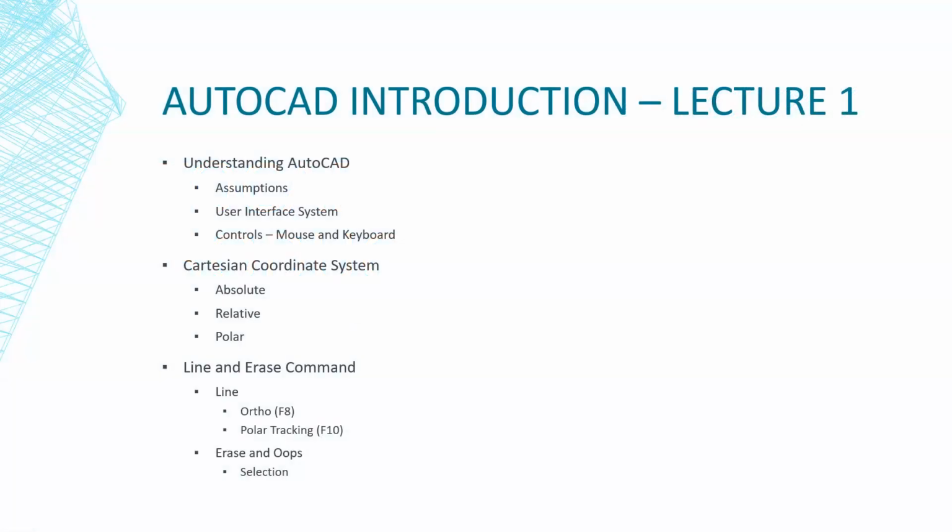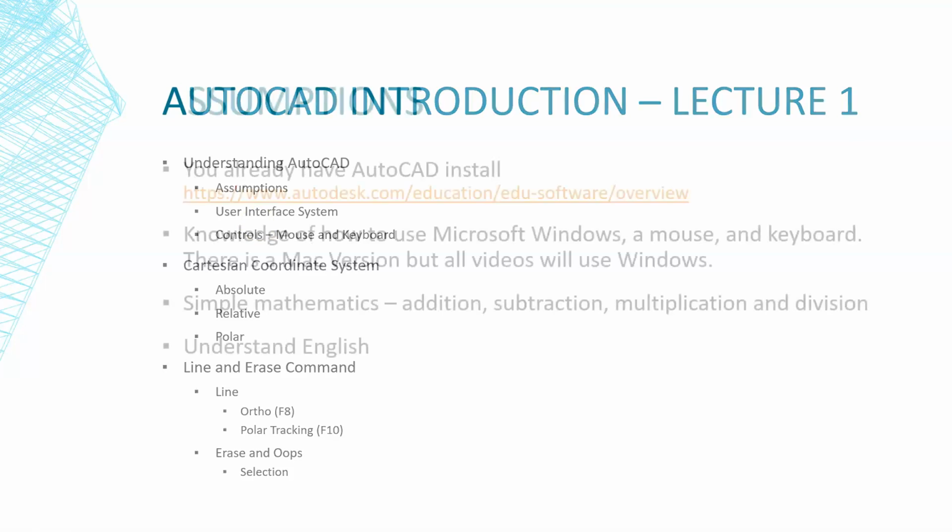Okay, so if you remember in that 1A video, we discussed all of the assumptions and things of that nature. This video is going to pick up right here at the absolute, relative, and polar thing. We're also going to jump back and forth and look at some of these controls, but I'm not going to deal with the assumptions and things of that nature. So let's get into some of these important concepts.